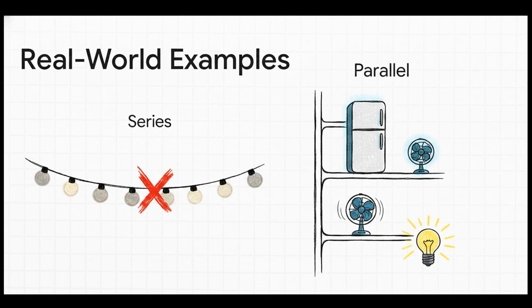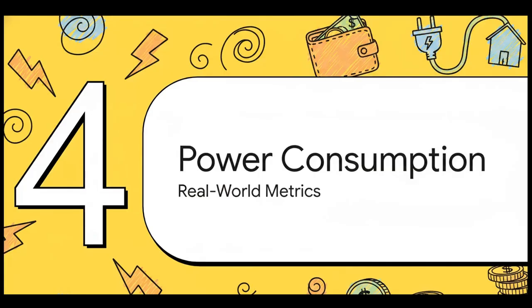Yeah, that is the glaring vulnerability of a series circuit. On the flip side, your household wiring relies on parallel circuits. This brilliant design is exactly why you can flick off a light bulb without accidentally shutting down your 400-watt refrigerator or your mechanical fans. They all operate independently. Although, as we'll see in a minute, we absolutely do use series circuits for one very specific safety feature, protective fuses. Let's hit Section 4, power consumption, real-world metrics.